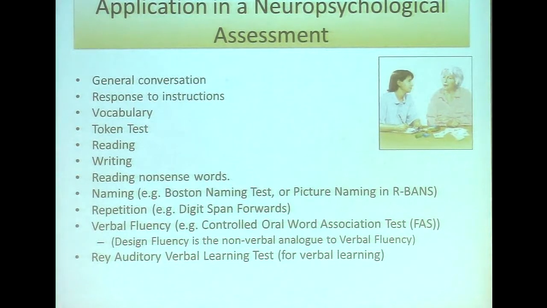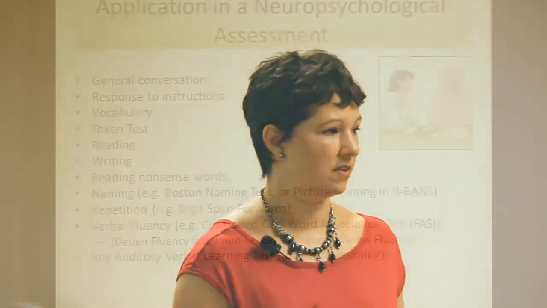And then we have the token test. I don't know if you know the token test, where you have little circles and squares of different colors and sizes, and you start off giving instructions that are very simple, such as touch the white square, to very complex, such as pick up the green square and put it behind the yellow circle. The whole idea of the token test is just to see whether people can understand and follow instructions.